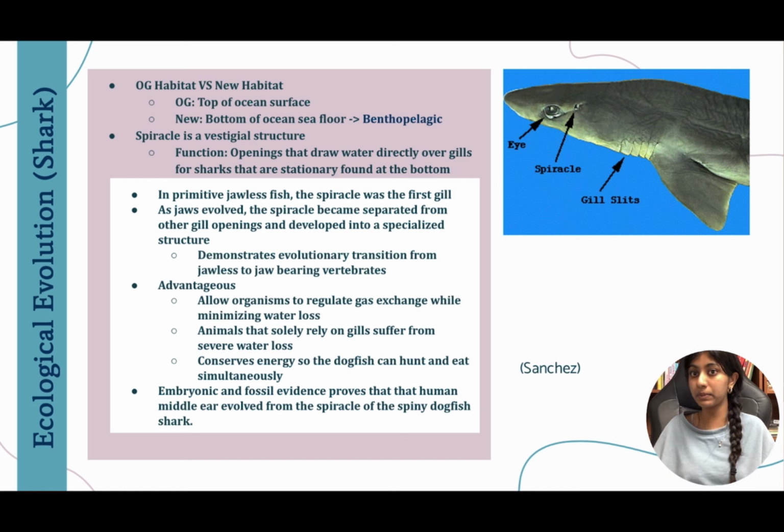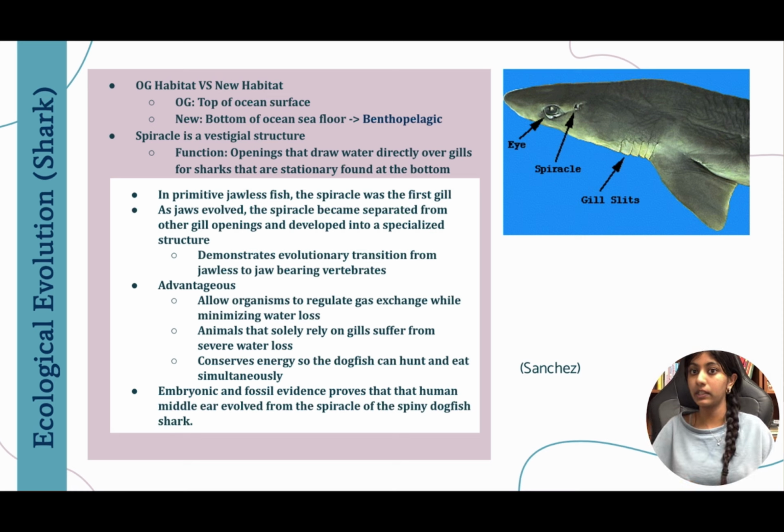This is what the spiracle is used for. So basically it's a vestigial structure that can be seen on the side of the eye of the shark, as you can see in the picture presented. So basically the spiracle helps draw water directly over the gills and it helps the shark further be able to take in oxygen from the ocean.